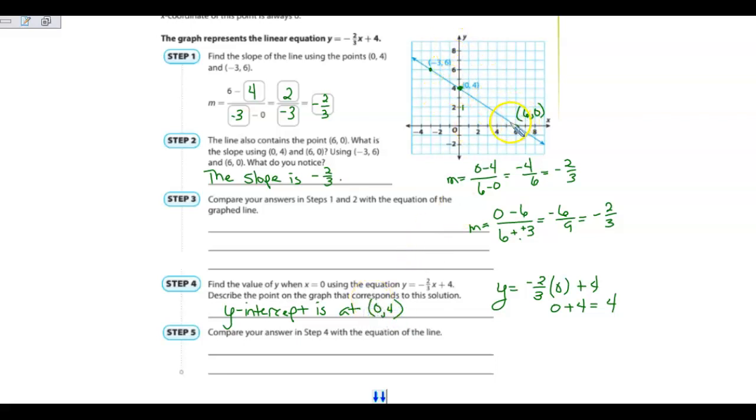Is this a proportional relationship? No, it's not. It's crossing at another point other than the origin. Okay.